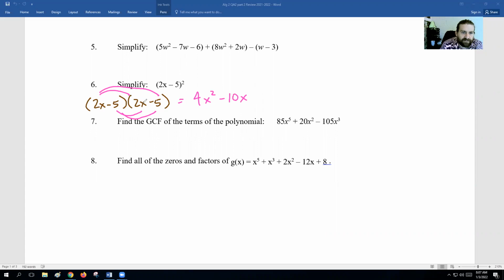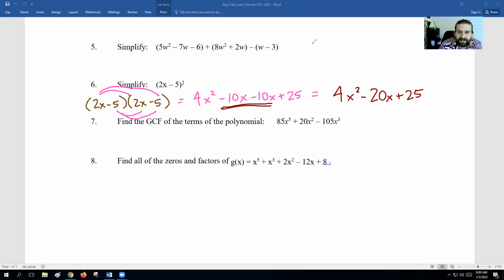Now here we got -5x times 2x, that's also -10x. And then -5 times -5 is a +25. Okay, so what we're going to do next is to go through and just combine like terms, which are these 2 in the middle here. So we got a 4x squared minus 20x plus 25.